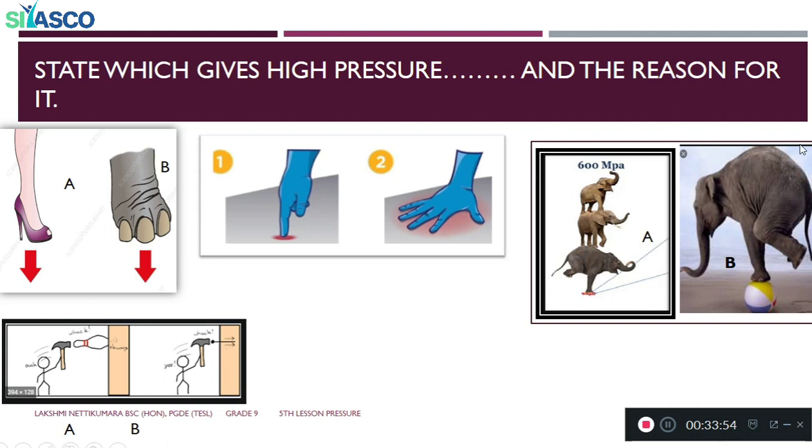Here, this picture you have seen earlier also. Here actually you can see the same elephant in the lower one. So that means the contact area is same. But in this A situation, more weight is given than the B. Because of that, A gives the high pressure.